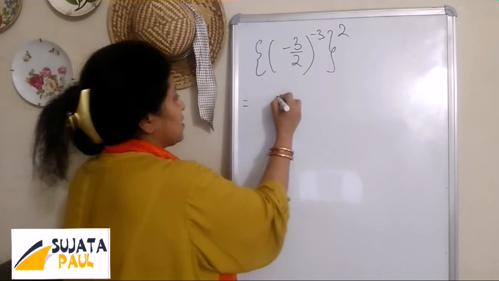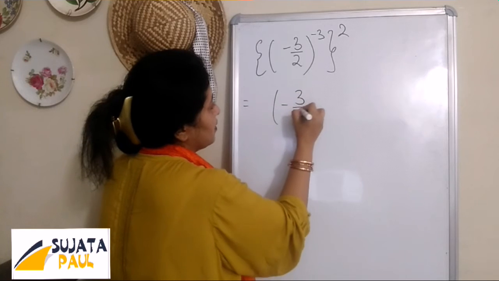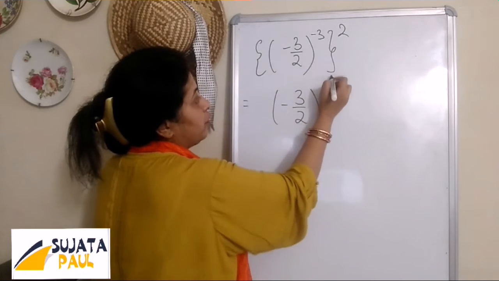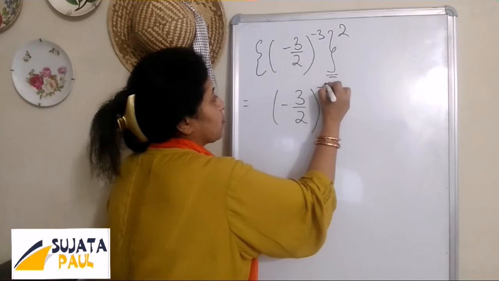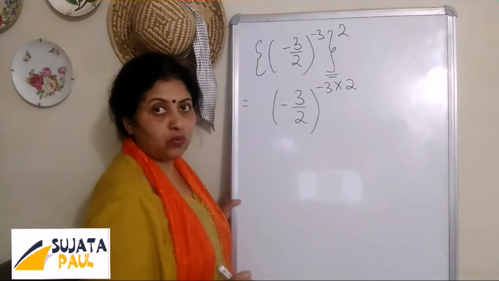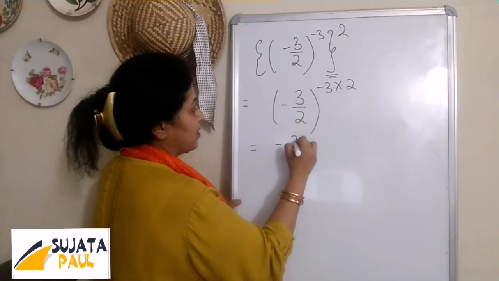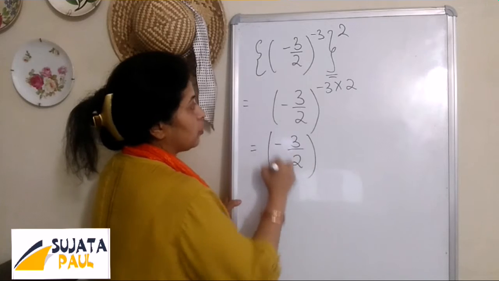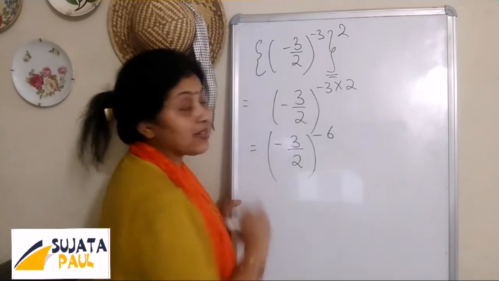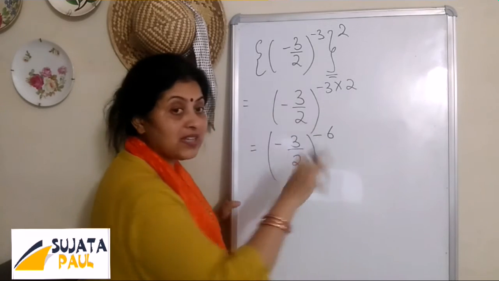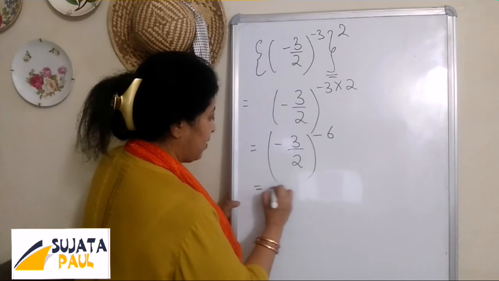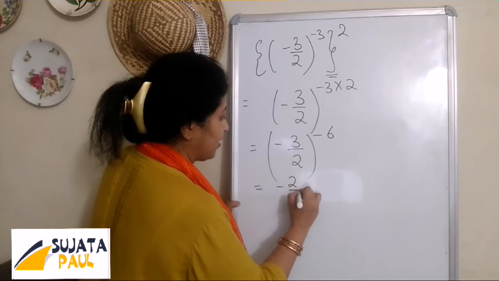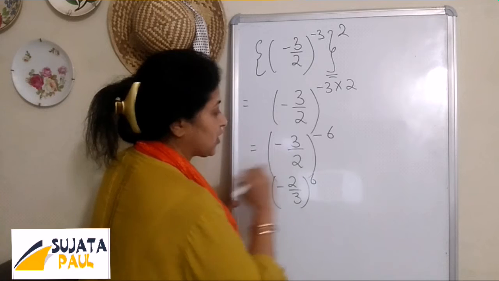So this becomes, I can write this as this, and I can remove this particular curly bracket and multiply this by this, minus 3 into 2. So my answer becomes minus 3 divided by 2, the whole thing raised to the power of minus 6. Now since it is minus 6, I will take the reciprocal now, and this will become minus 2 by 3 raised to the power of 6.